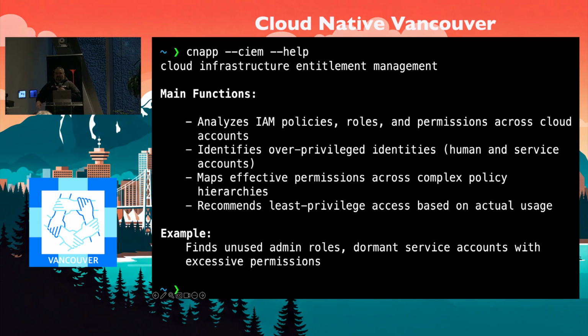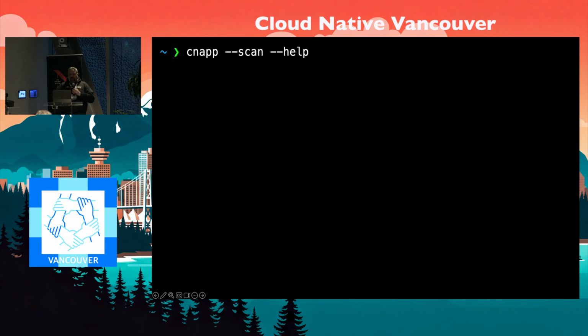Otherwise, I would give a root account to everybody. Everybody can do whatever, and it would never fail, right? But there is this security principle that you need to give only the permission for what it needs to be doing, right? So it can be used to find unused admin roles or dormant service accounts with excessive permissions in your cloud environment.